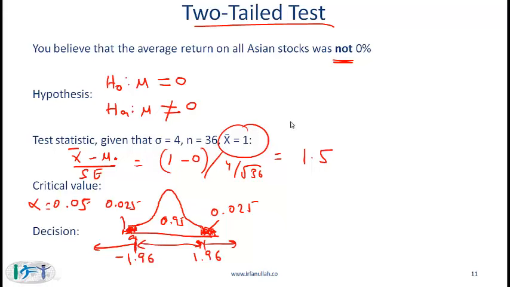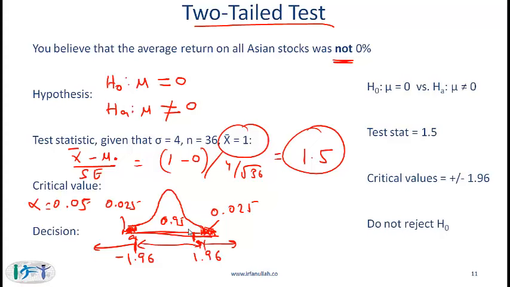If we look at our test statistic, it is 1.5. That is somewhere over here, and since this is in the in-between region, that is where we fail to reject the null hypothesis. So our decision is that we cannot reject, or we do not reject, the null hypothesis.